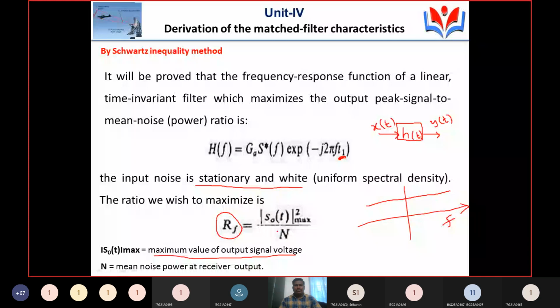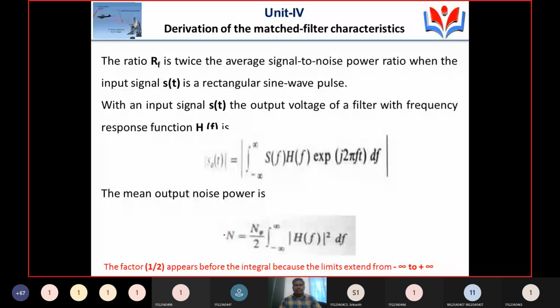Right. The ratio RF is twice the average signal to noise power ratio when the input signal S of t is a rectangular sine wave pulse. What is meant by rectangular sine wave pulse?